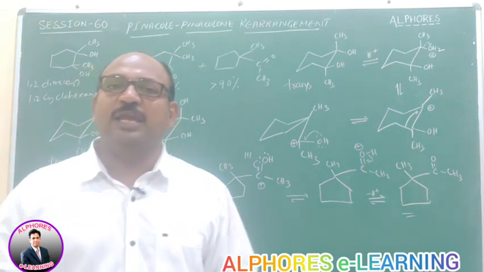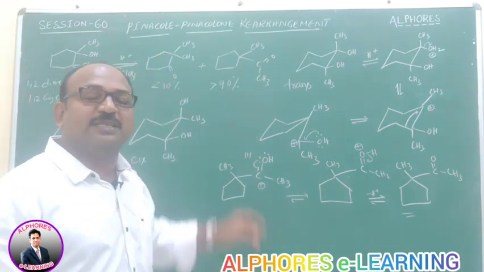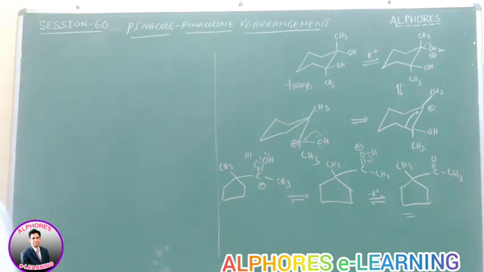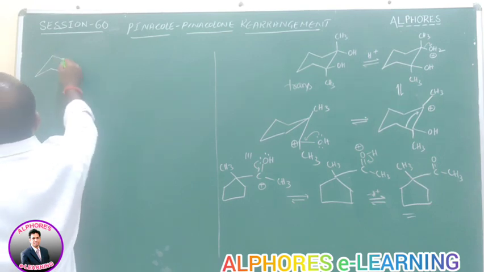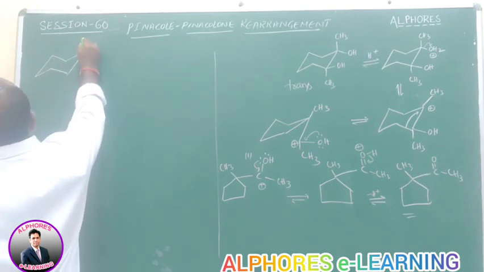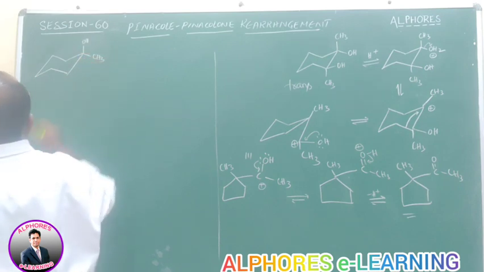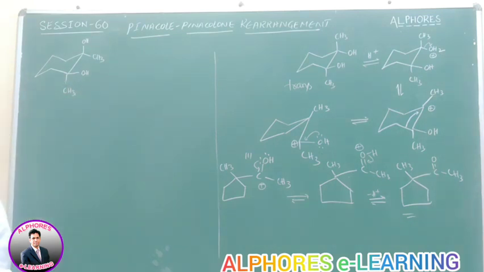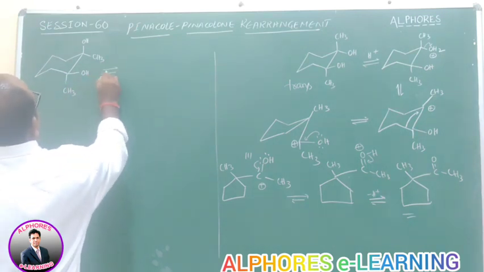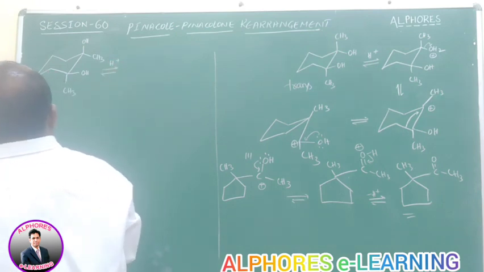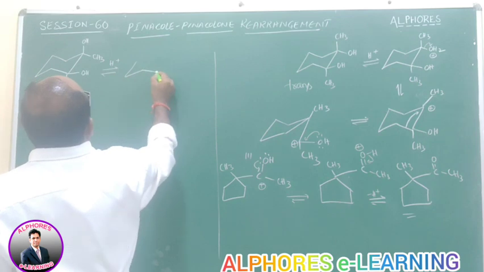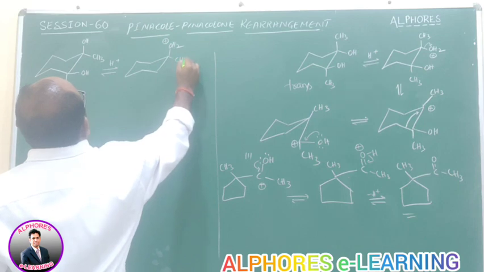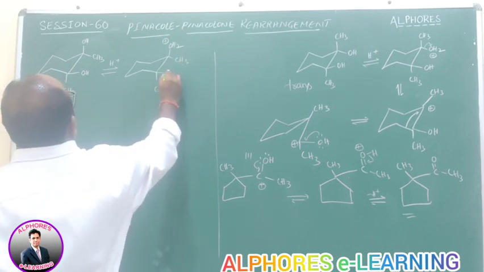Now let us see what happens in case of the cis isomer. I am going to consider the cis isomer. In the cis isomer, suppose here is a methyl group, here CH3, and here OH, here CH3. This one upon acidification, meaning protonation, has one of the OH groups protonated, and I am going to mention OH2 plus here, and this methyl group higher, and this CH3 and OH.